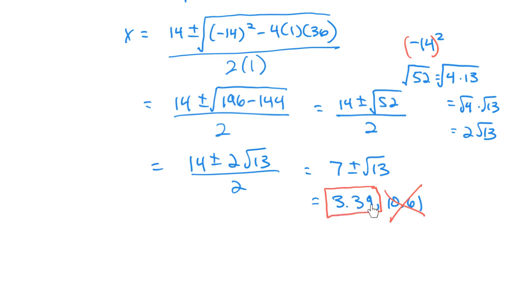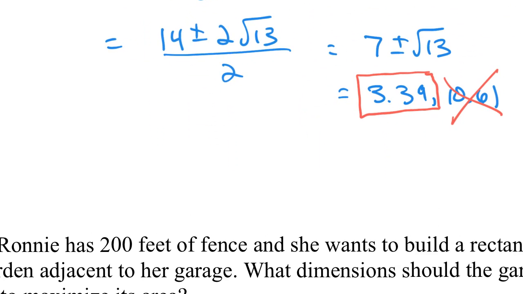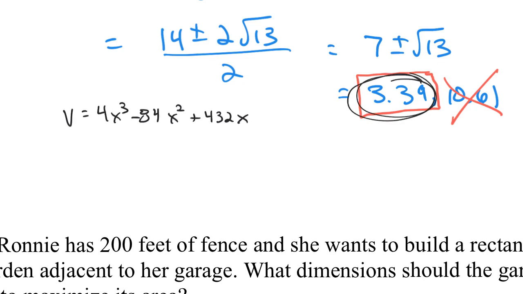So if we plug this into our original volume formula, let me rewrite that. So our original volume formula said this. It said V equals 4x cubed minus 84x squared plus 432x. If we plug that in for x, then we'll get our maximum volume, which we know is about 655 cubic inches.